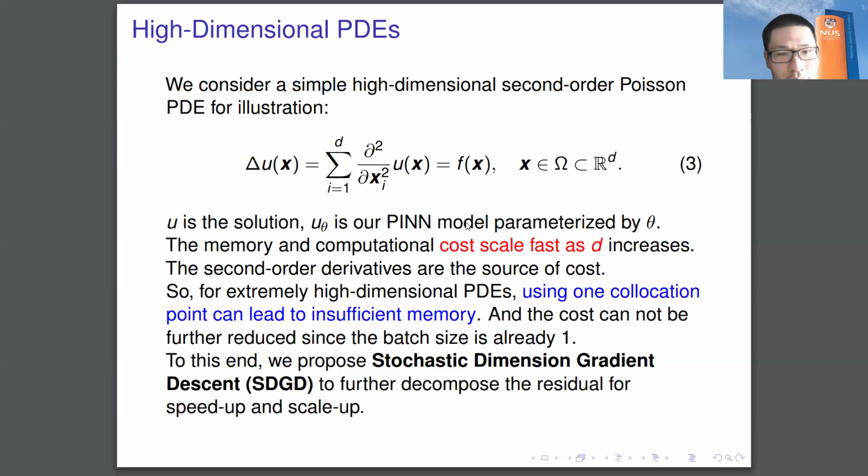So if the dimension is high enough, then if you only use one residual point, it can lead to an insufficient memory error. And the cost cannot be further reduced since your batch size for residual point is already 1. So you cannot decompose it further. And then we can say that, okay, PINN directly failed due to the vast amount of second order derivatives. So to this end, we propose SDGD to further decompose the residual for speed up and scale up.